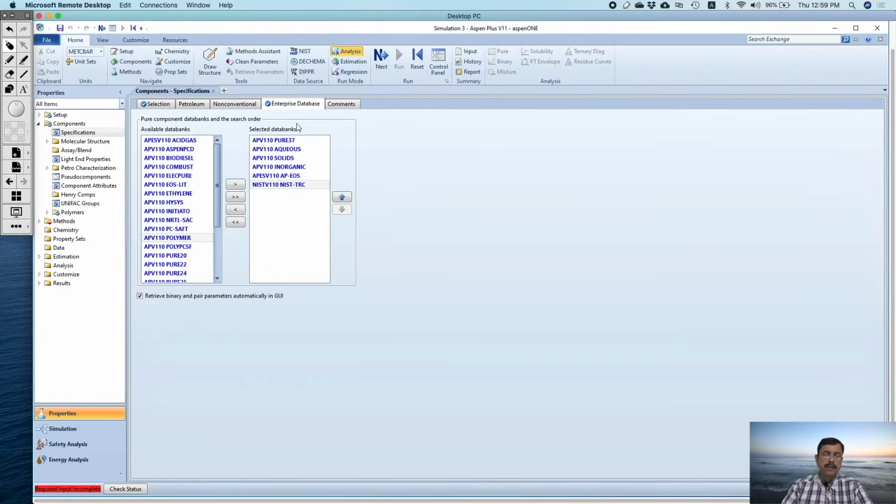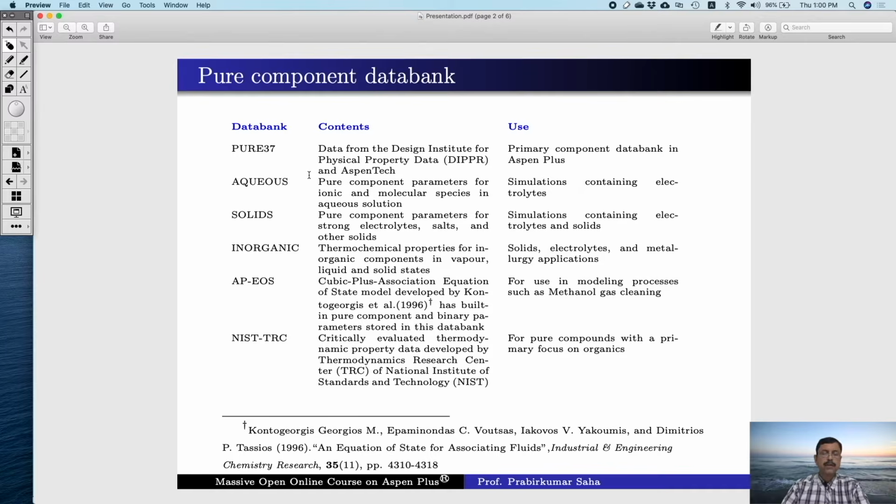Now let us see what these data banks are. PO37, aqueous, solids, inorganic, APEOS, and NIST-TRC. So these are the data banks you just saw in the Aspen Plus software. First one is PO37. It contains the data from Design Institute for Physical Property Data, or DIPPR in abbreviation, and AspenTech. So actually it is a primary component data bank in Aspen Plus.